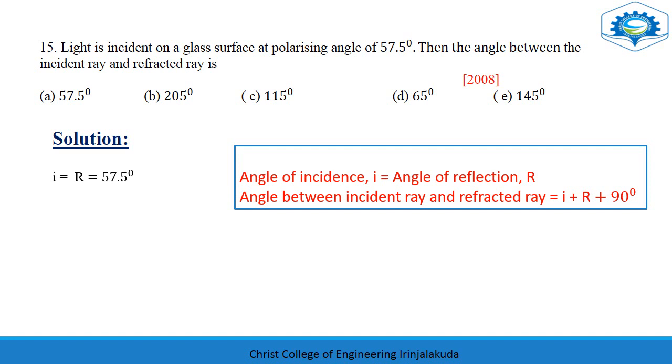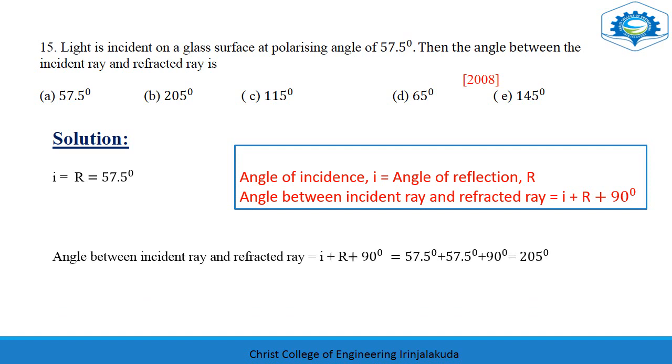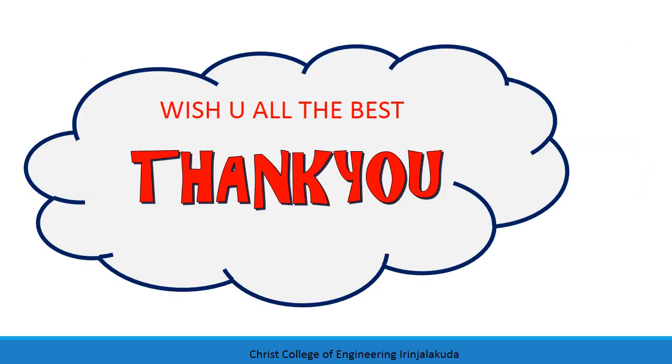In the question, the polarizing angle is given. I is equal to 57.5 degree. This is also equal to the angle of reflection. Now the angle between the incident ray and refracted ray is equal to angle of incidence plus angle of reflection plus 90 degree. It's equal to 57.5 degree plus 57.5 degree plus 90 degree, equal to 205 degree. Answer B. Okay students, so these are the previous year's questions from wave optics.